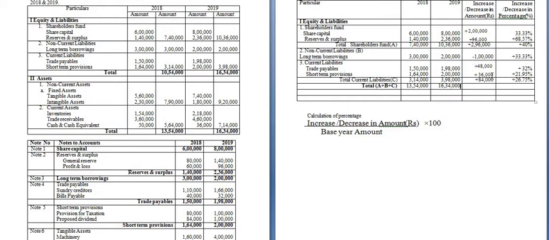Now find out the change, that is whether the amount of total equity and liabilities is increased or decreased. It is increased by 2,80,000.